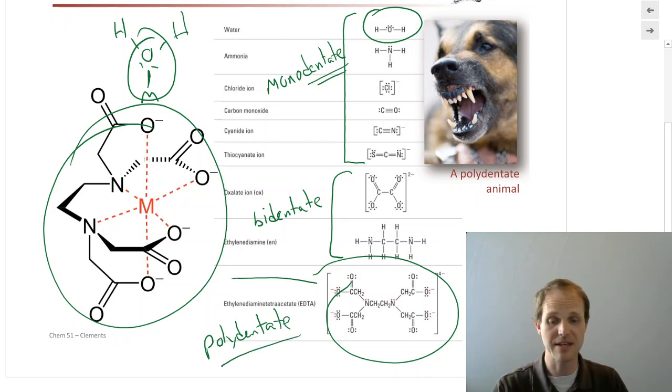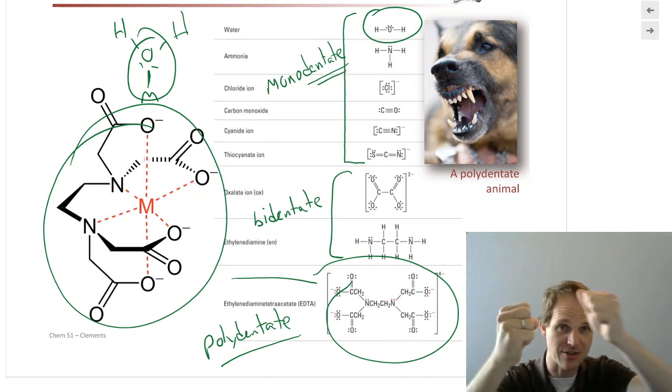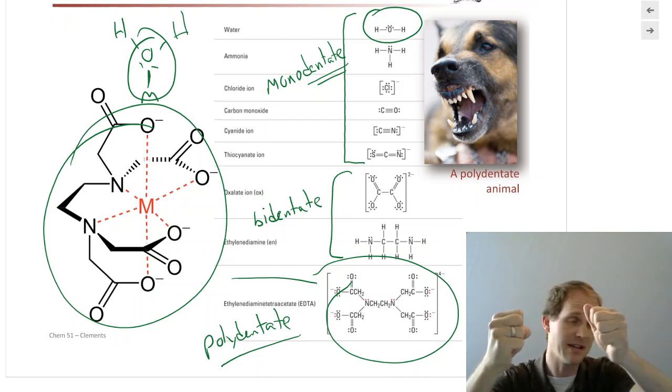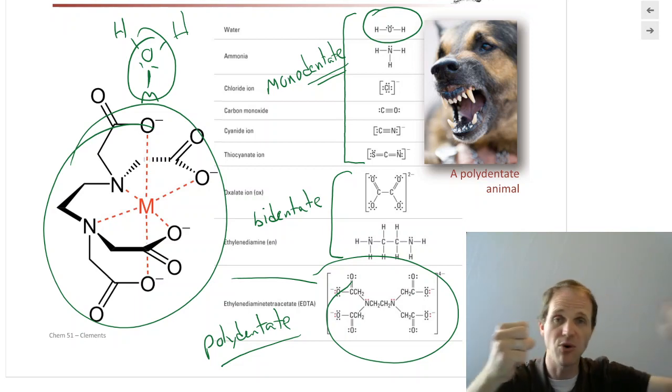Polydentate means it can do it many, many times. So EDTA, ethylene diamine tetraacetate, is a polydentate ligand. It can combine 6 times to the same metal center. Now, think about how well these are going to connect. If I've got a water molecule and it's connecting to my metal center in just one bond, it's going to require a certain amount of energy to pull that thing off.